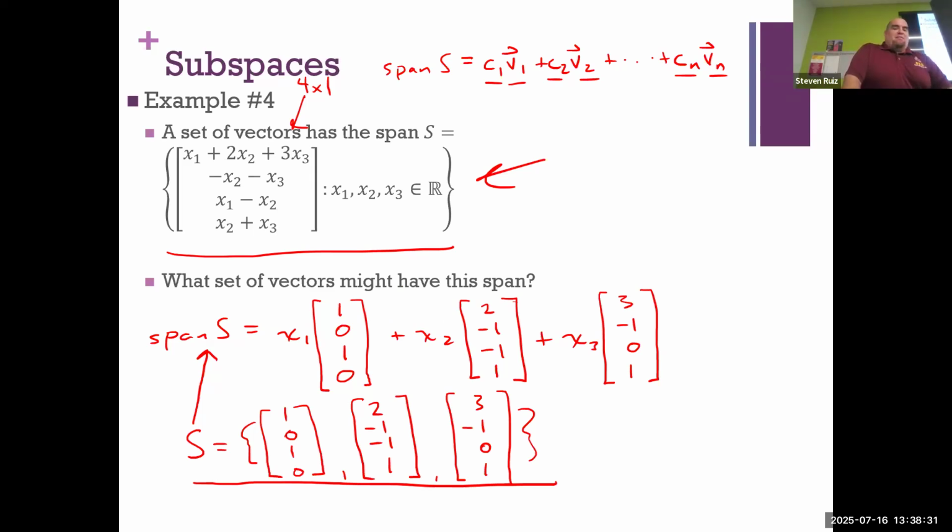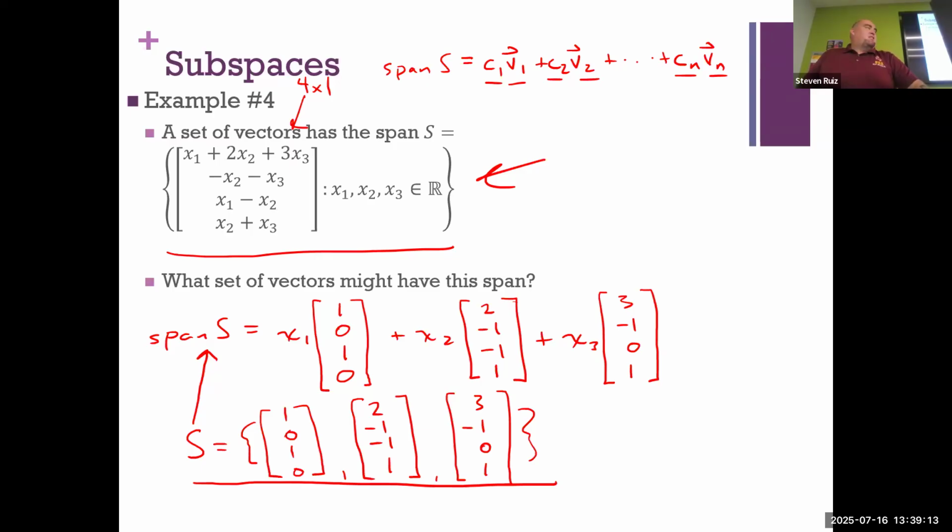But how do I make the span of S from S? Because if I make x1 equal 1 and x2 and x3 both 0, then I get the first vector, right? So I can select each one of my three vectors that way, but I can also put 3, negative pi, and e to the ninth here and get another vector in that span, right? So I can put whatever numbers I want in there. That's why the span will always have an infinite number of things in it.